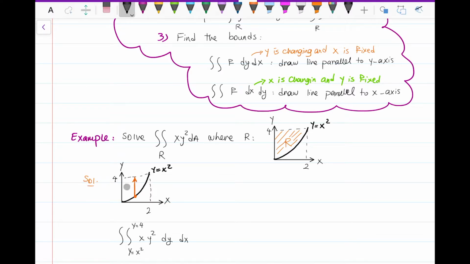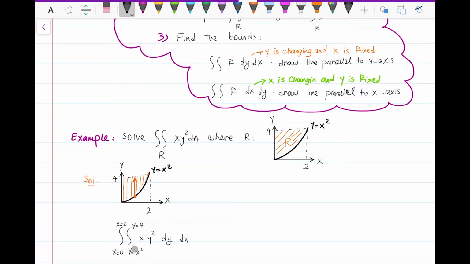Now, to cover the whole region R, I need to draw the line starting here and then go up to this point. So here, I have x equals 0. And then it goes up to this point, which is x equals 2. So pay attention that whenever you're setting up a double integral, the outer bounds should be numbers. They cannot be any function of x or y. They should be numbers. But the inside bounds for the inner integral can be functions.